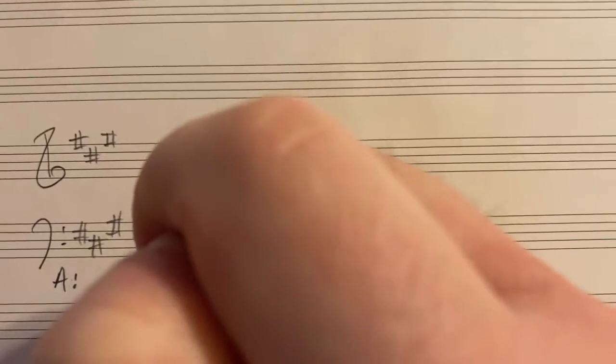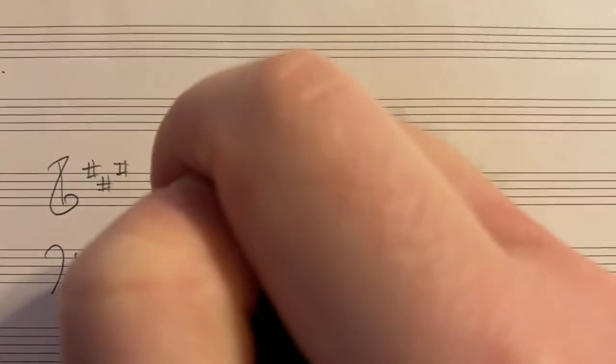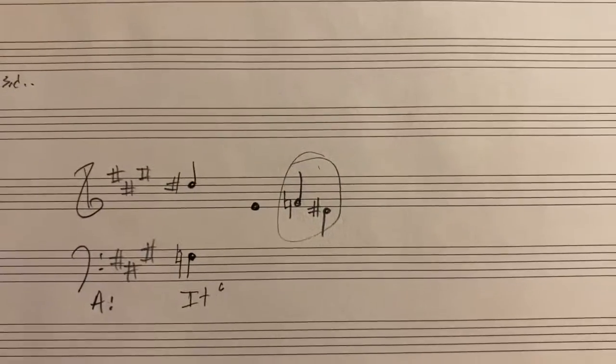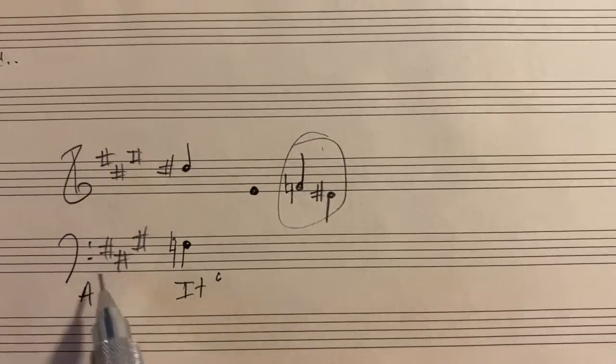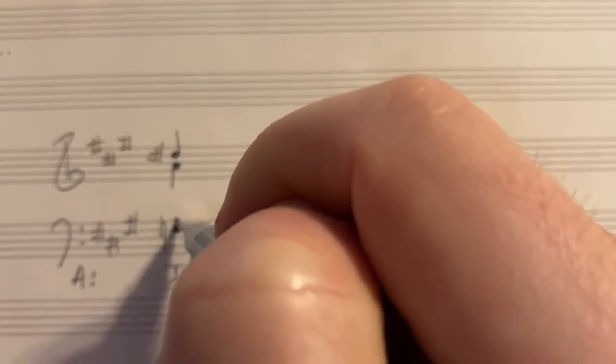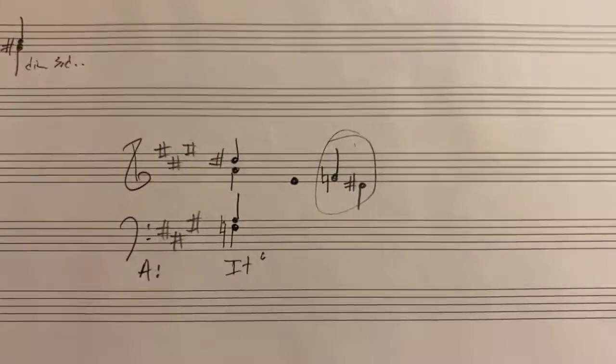F natural in the bass, D sharp somewhere up top, and then I add scale degree 1. In this case, we're in A major, so that's an A. I'll add it there, I'll add it there, boom, Italian sixth, okay?